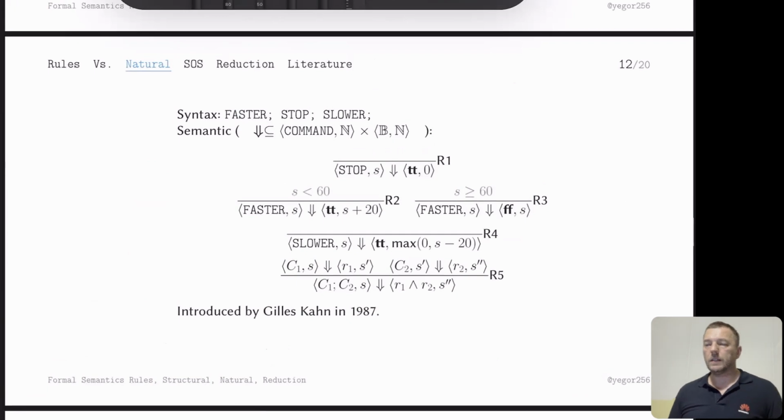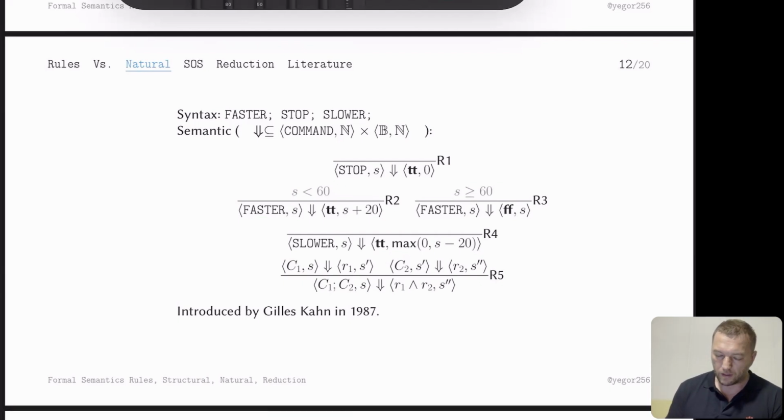On the top you see my language. The language has 3 commands: faster, stop, and slower. Imagine I'm driving a car. So I'm driving a car and I give the car 3 different commands. I say go faster, stop, or go slower. So for my semantics, I will use denotational semantics.